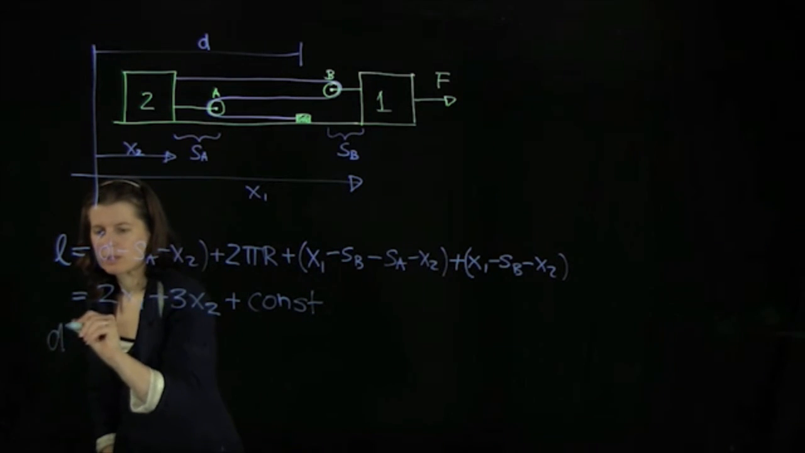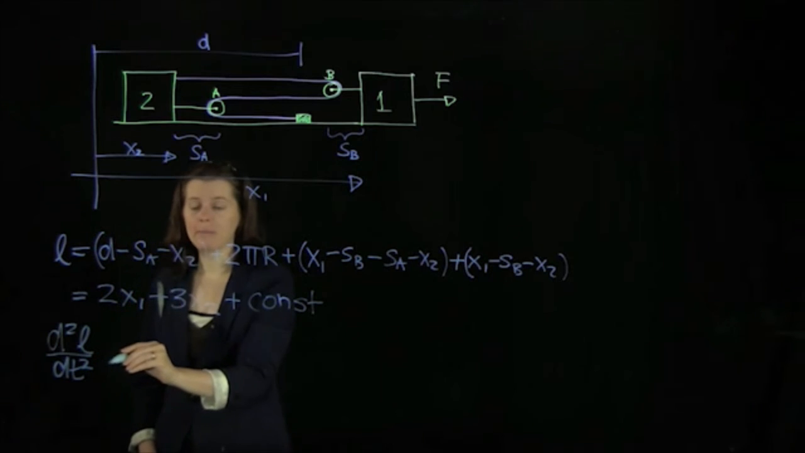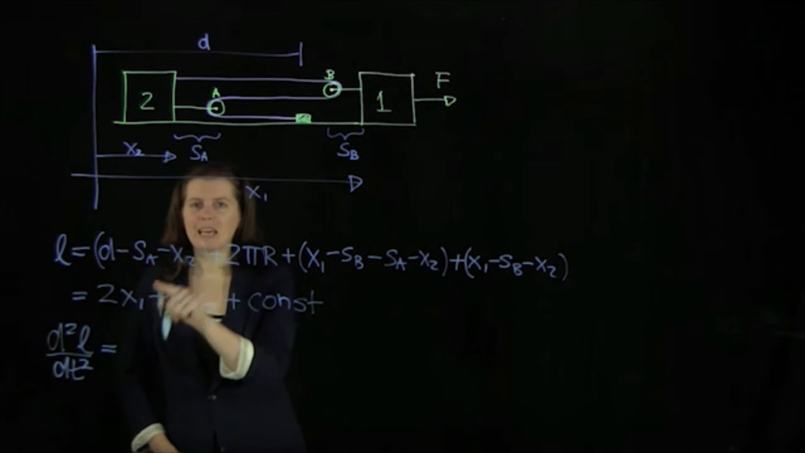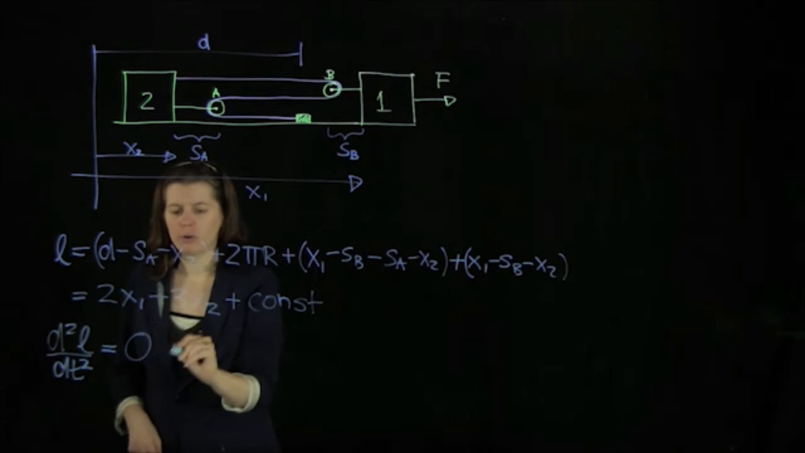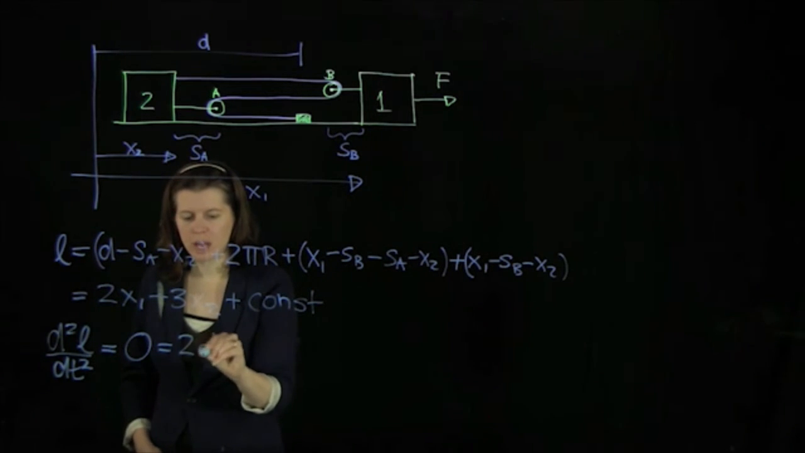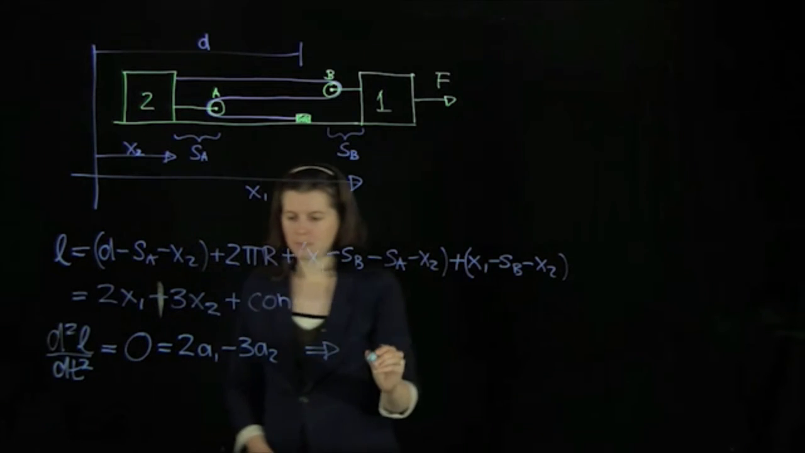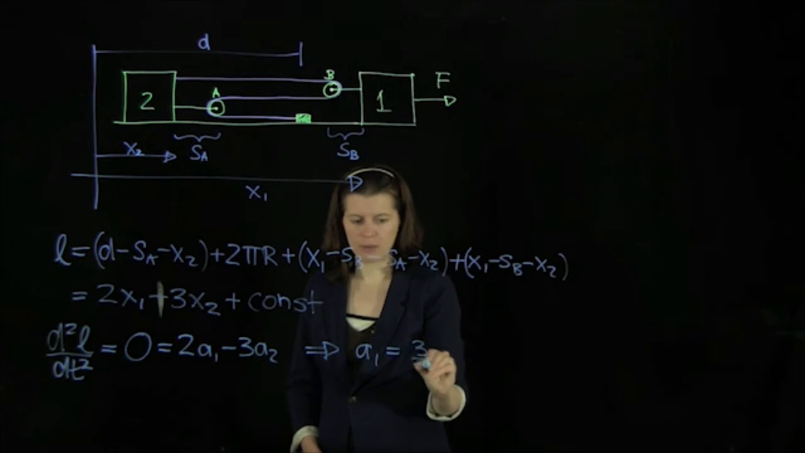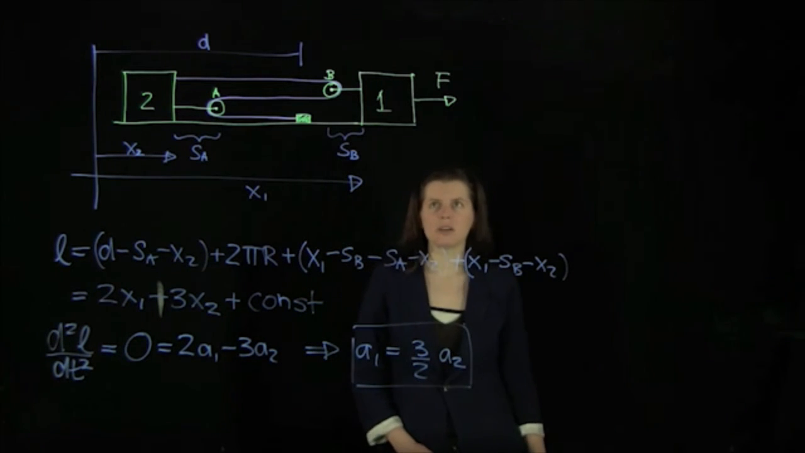And so we want to now do the second derivative of our string length with respect to time, because these are all position functions, so we can differentiate those. What's important, of course, here is the string length is not changing with time. So we know that that derivative will be 0. And we can just write this up here because x differentiated twice is a. So 2a1 minus 3a2. And we immediately see from that that a1 equals 3/2 a2. So this is our constraint condition that we will need later.